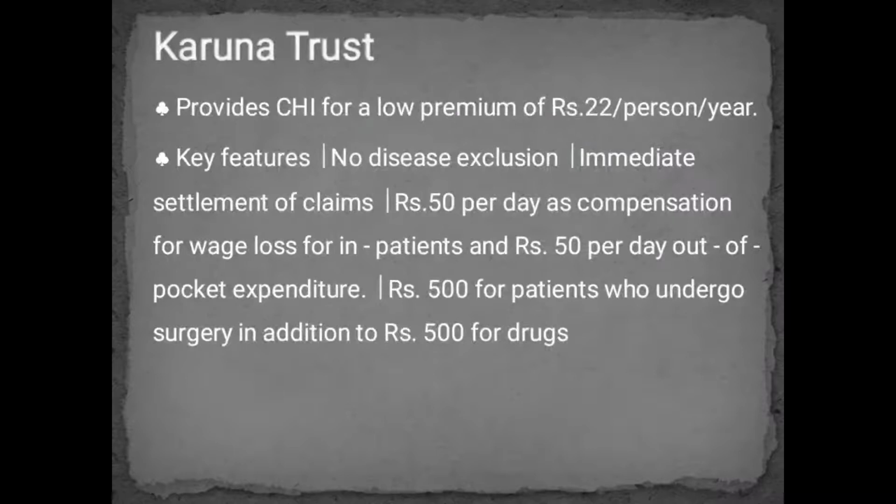Then the purpose of the trust is it provides community health insurance for a low premium of rupees 22 per person per year. So key features: no disease exclusion, all are covered. Immediate settlement of claims. Then rupees 50 per day as compensation for wage loss for inpatients. So those who are hospitalized are paid 50 rupees. Then rupees 50 per day for out of pocket expenditure. Then rupees 500 for patients who undergo surgery, in addition to rupees 500 for drugs. These are the various facilities that those who are under the Karuna scheme can get.